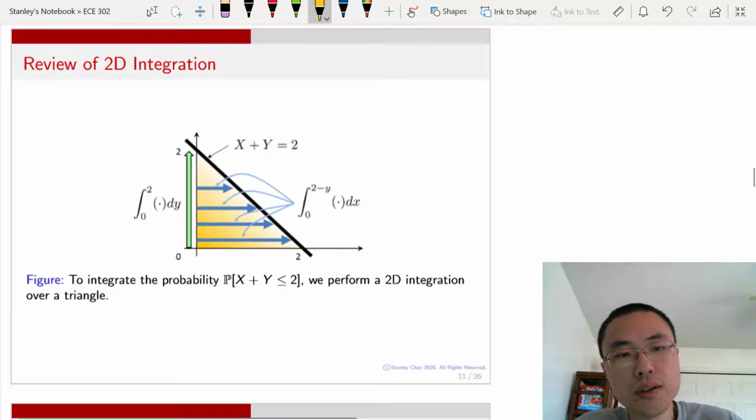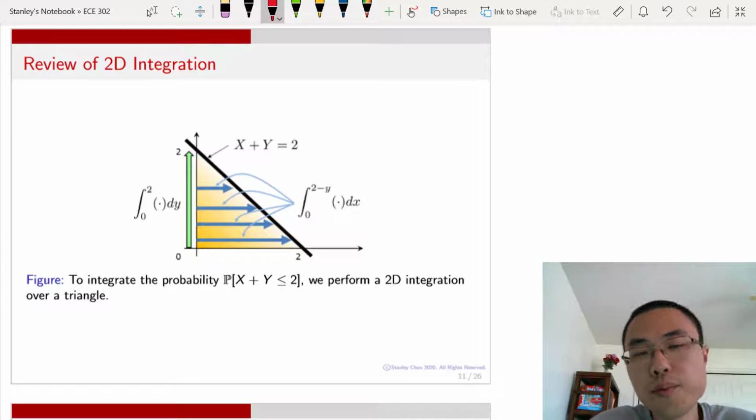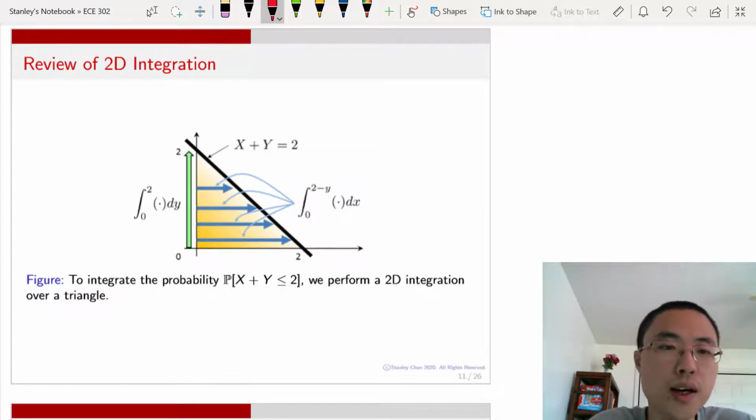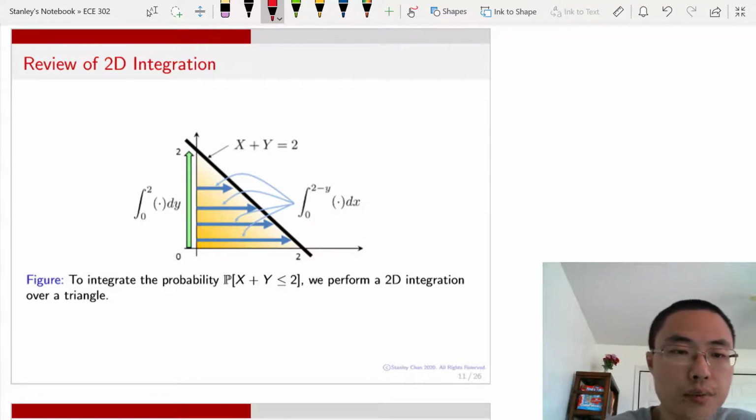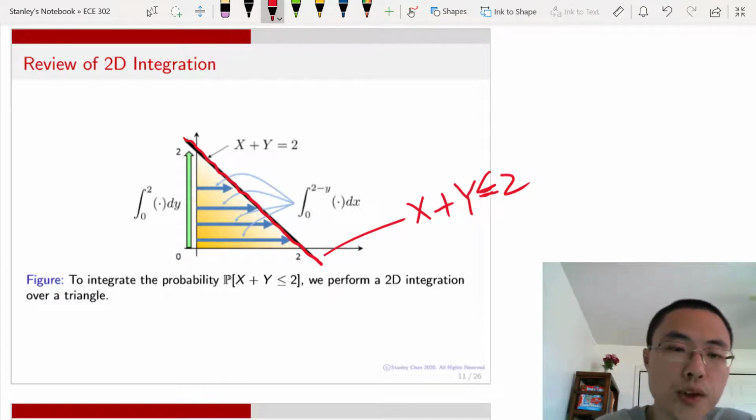Okay, so let me draw a more beautiful diagram to make sure that you understand this idea. I believe that most of you have already learned it during your freshman or sophomore calculus. But if you have forgotten these ideas, it's not too hard to catch up. Let me just rephrase. This is the line that you're looking at. This line represents x plus y equals 2. We are looking at the lower triangle because the set is less than or equal to 2. That will give me the orange or the yellow area.